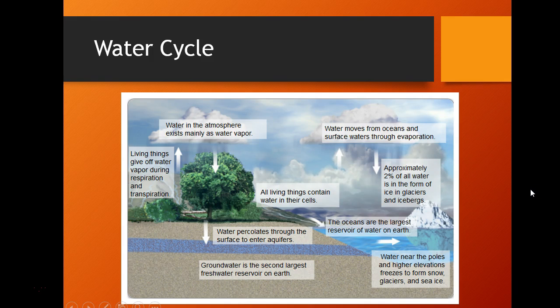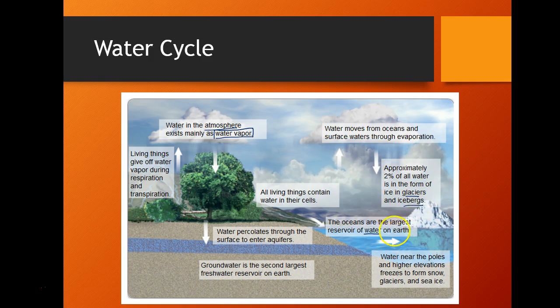So here is a picture of the water cycle. Water can be found in various places. One, water can be found in the atmosphere, and when it's in the atmosphere, it exists mainly as water vapor. When it's on Earth, it exists mainly as liquid water or as glaciers and icebergs, which are forms of solid. So water in the ocean would be liquid, and the water in glaciers and icebergs would be solid.